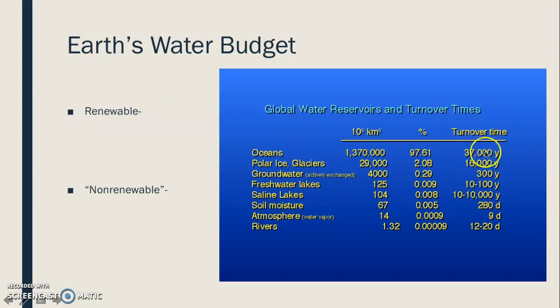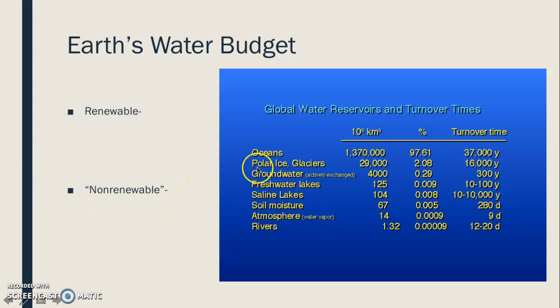However, the turnover time for some of the sources is extremely slow. So if we are seeing changes within glaciers, or water stored in the ground, that takes hundreds and even thousands of years to replace or replenish. So that means it's not really quickly renewable, and that's where this non-renewable idea comes into play with the water.